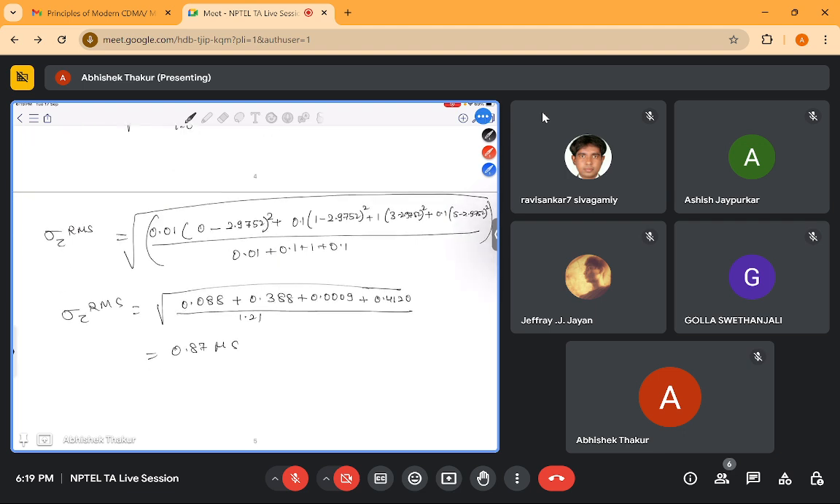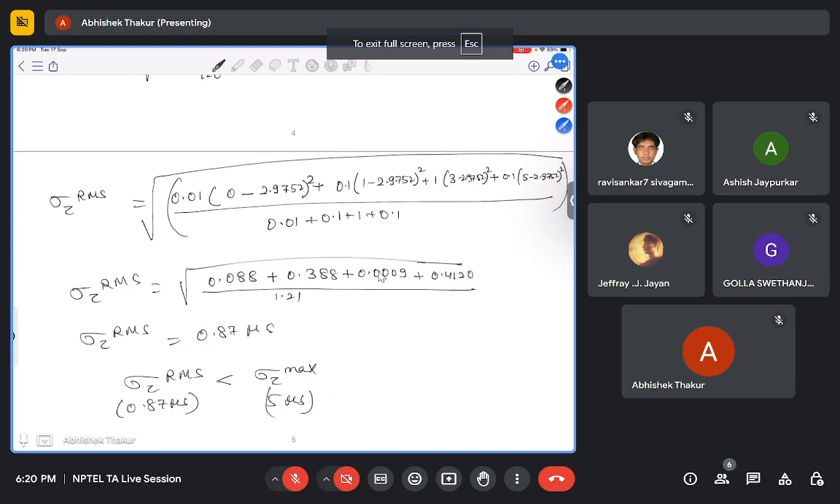So we can see that RMS delay spread is much smaller than maximum delay spread. The value is 0.87 microsecond, here 5 microsecond. So where this is useful, like there are signal components which have very low power but arrive later with a delay. Those signal components can be removed using this.